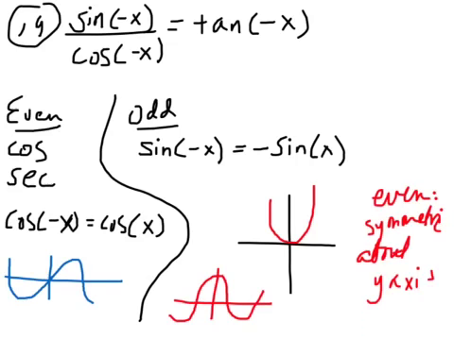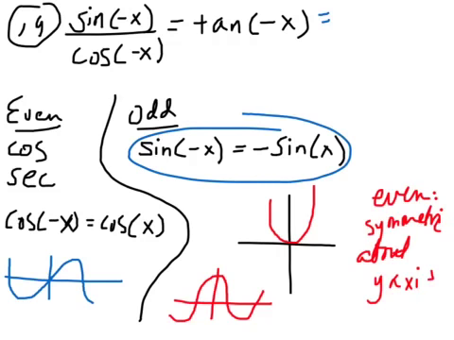Now, tangent of negative x is going to be an odd function because it's not cosine or secant. Anything that's not cosine or its reciprocal is odd in trig. You can see that it's not going to fold right over itself over the y-axis. That's how you could know if you didn't know it. So how odd functions work is that tangent of negative x is equal to the negative of tangent x.